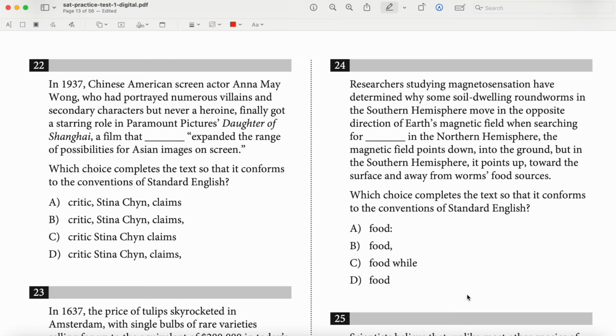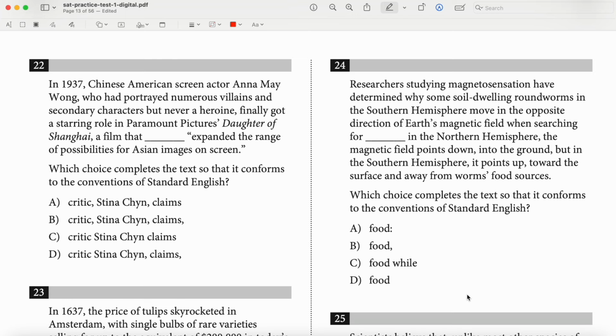I mean, it doesn't sound terrible either. All right, well, let's keep it. Let's plug in C. Finally got a starring role in Paramount Pictures' Daughter of Shanghai, a film that critic Stina Shin claims expanded the range of possibilities for Asian images on screen. How does answer choice C sound? Not that great. Well, what's the rule we're being tested on here?